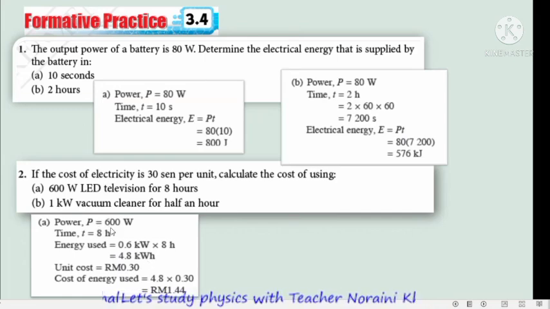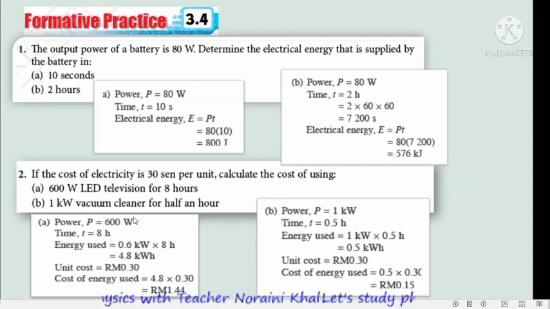So look at the value of P given, in watt. So you need to convert to kilowatt. Time taken is already in hour. So the number of units is 4.8 kilowatt hour or 4.8 units of electrical energy consumed. The unit cost equals to RM 0.30. So cost of energy use equals to 4.8 times 0.30. So we get RM 1.44. Okay. So this one is for the LED television.